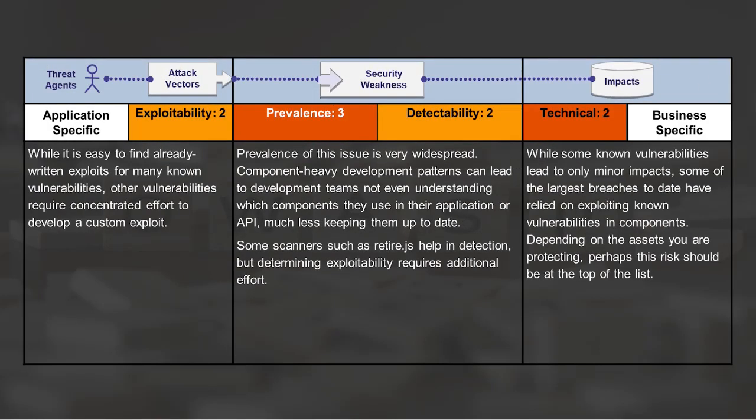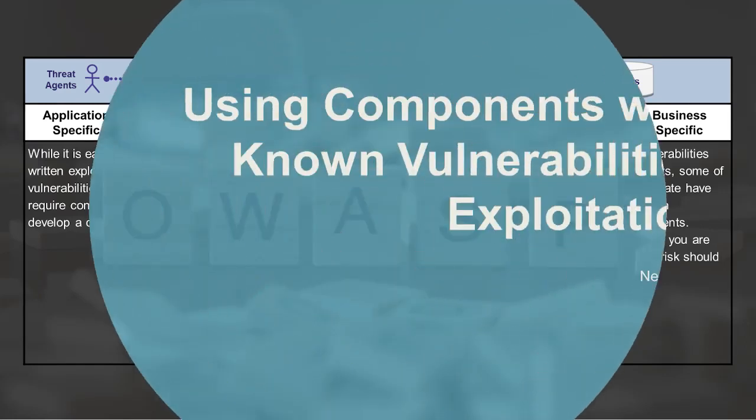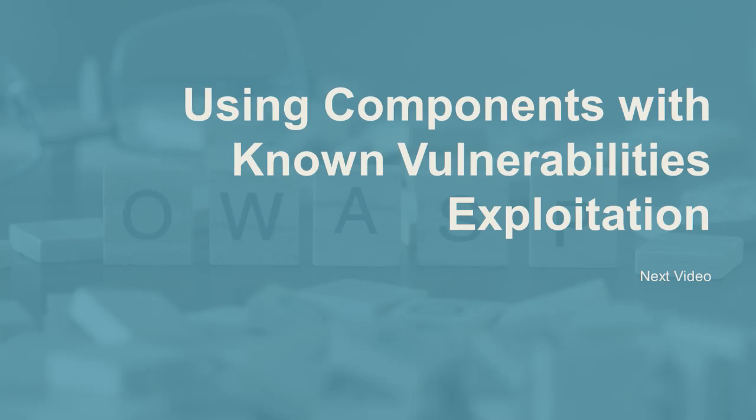You'll find this table in the OWASP Top 10. Pause the video and take your time to carefully read it. In the next part, we will exploit a component of our intentionally vulnerable application which has a known vulnerability.